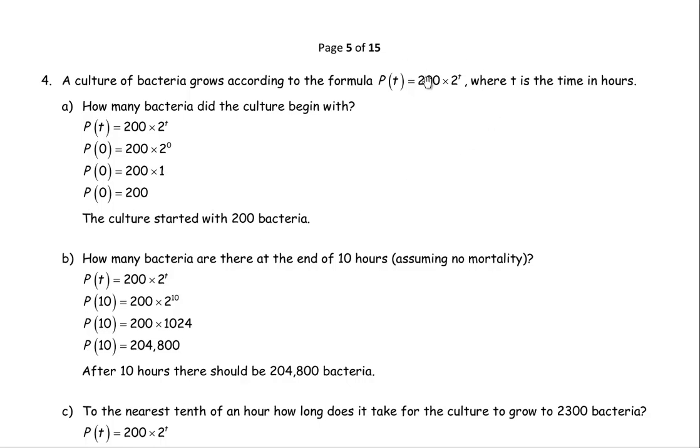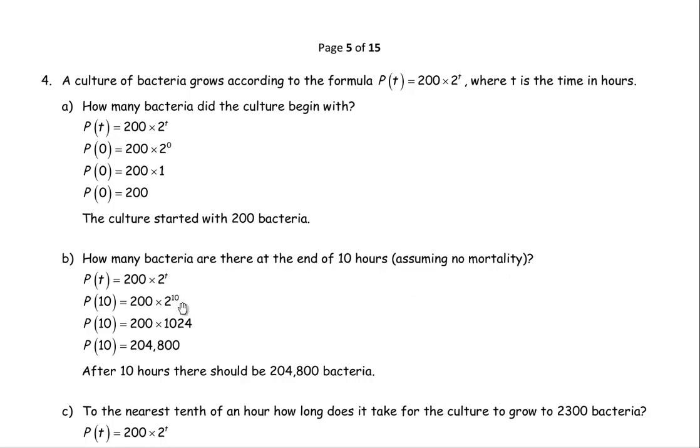When you have a formula like this, that number is usually the beginning amount, unless you alter the formula somehow. But if it's in that kind of format, then that number would generally be the starting amount. In B, you're asked how many bacteria are there after 10 hours, assuming that none die. So time is 10 hours. You put 10 in place of time in the formula.